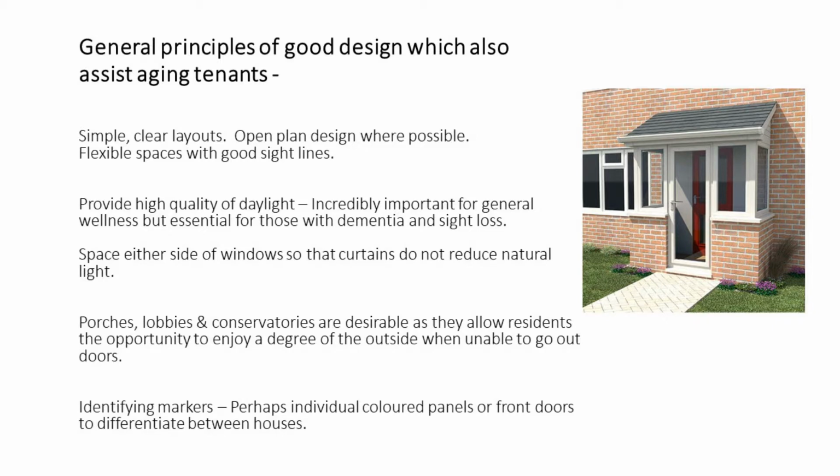So if we go for a simple, clear layouts with open plan design where possible, and promote flexible spaces with good sightlines. If we keep this high on our agenda, we improve high quality of daylight, which is incredibly important for general wellness, also for those with dementia and sight loss. Porches, lobbies, conservatories, they allow residents opportunity to enjoy a degree of outside when unable to go outdoors. Identifying barriers, and this could be as simple as delineating zones through colour codes and recognition, which is great for kind of the memory and thresholds.